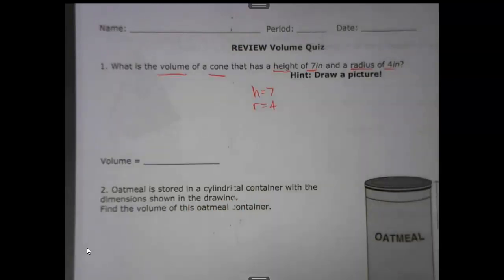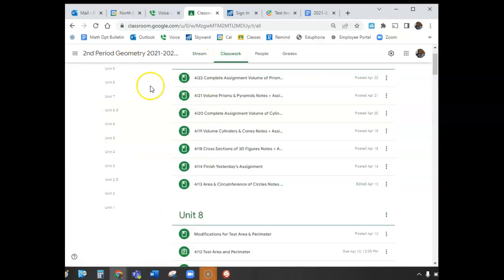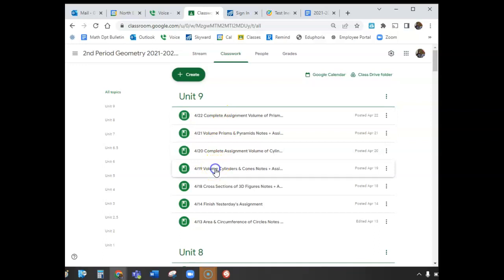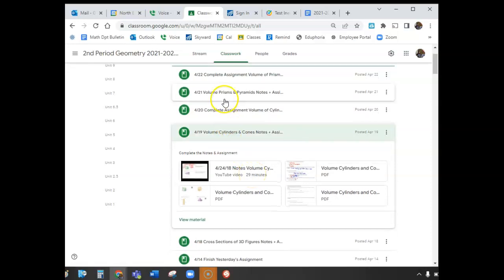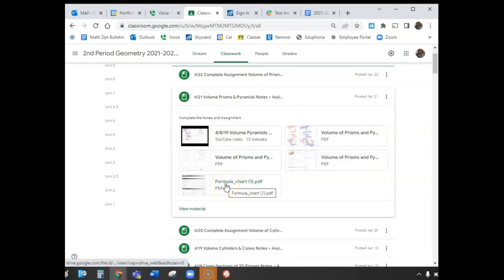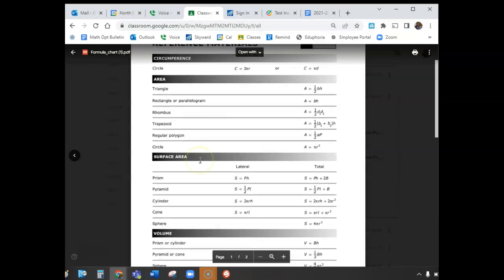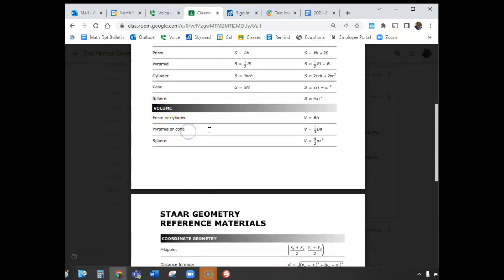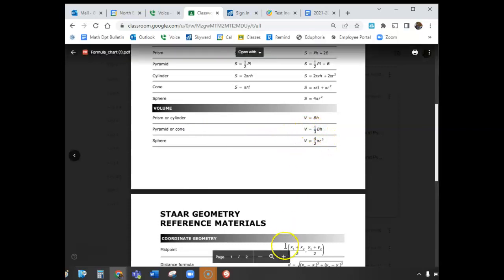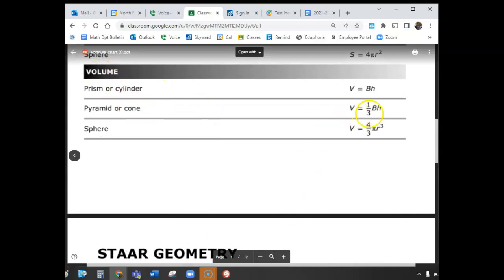If you go to Google Classroom and click on classwork, whether it's the 19th or the 21st, there is a formula chart attached here. I'm going to click that formula chart, and I want to know the volume of a cone. You have to scroll. It says 1/3 BH. Let's zoom in on that. So volume, cone, 1/3 BH.